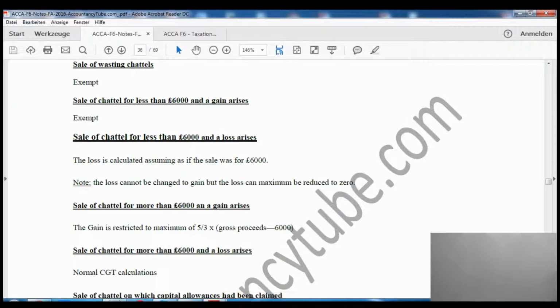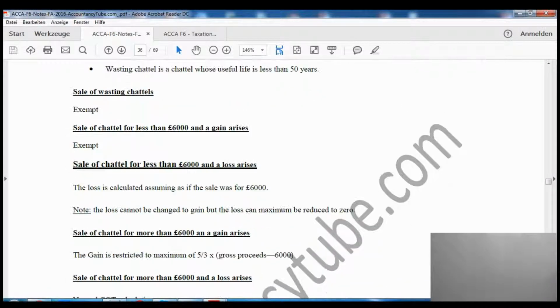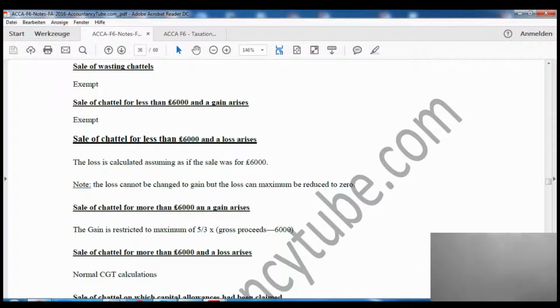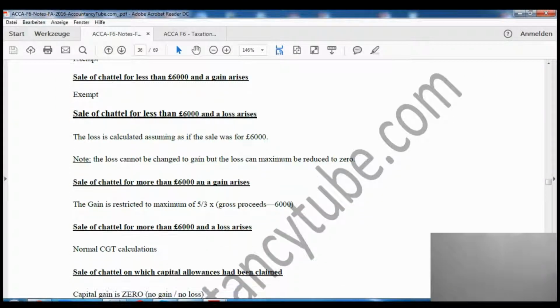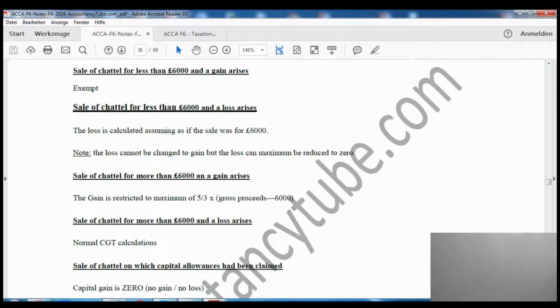So how to calculate the capital gains tax? Sale of wasting chattels. If it is a wasting chattel, it is going to be exempt from capital gains tax, right? So let's see about other non-wasting chattels. A sale of chattels for less than £6,000 and a gain arises. Now if we have sold the chattel and the proceeds are less than £6,000 and we have made a gain, then it is going to be exempt.